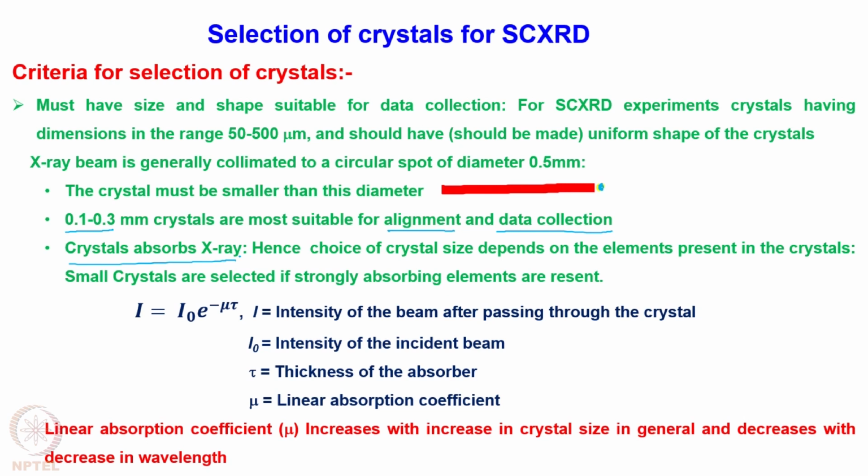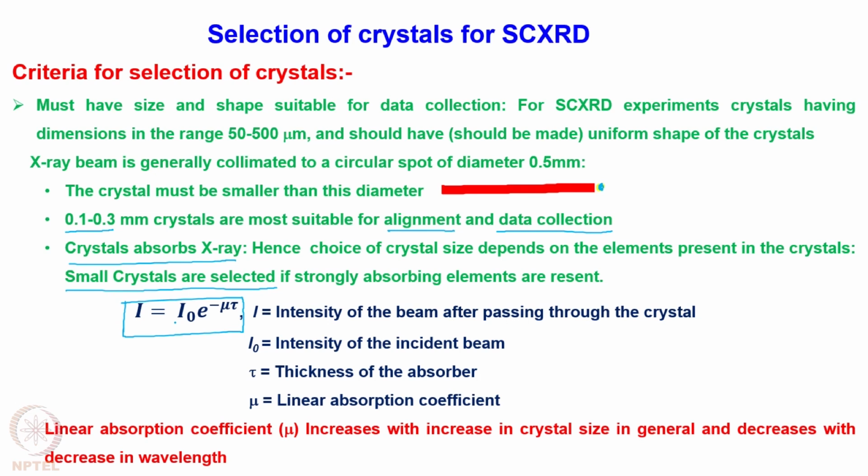When we use any crystal with a certain number of different elements present in it, every element has a particular amount of absorption of X-rays, and the amount of absorption depends on the size of the crystal as well. And that is why we generally use small crystals to avoid any significant absorption. Here, this simple expression is very important to understand the absorption of X-rays.